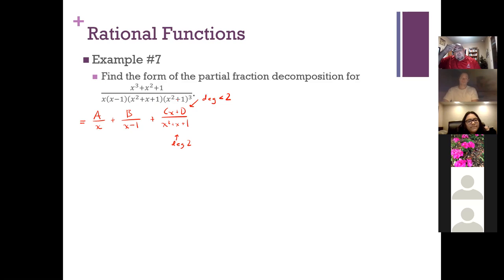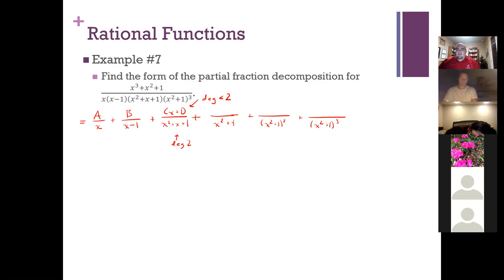What's going to happen with that x squared plus 1 to the third? There's going to be an x squared plus 1, x squared plus 1 the whole squared, and x squared plus 1 the whole cubed. Yeah, so that is true. So let's do that first. x squared plus 1, x squared plus 1 squared, x squared plus 1 cubed.